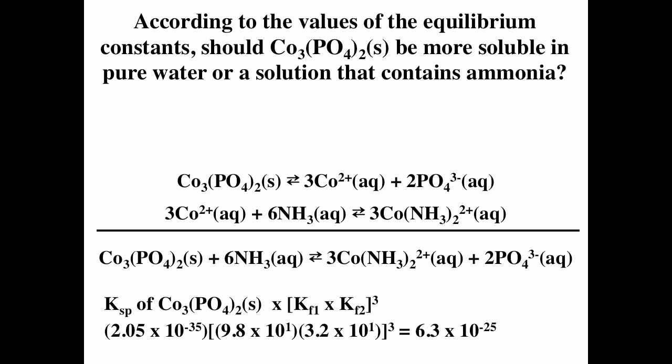We could also ask ourselves, based on the equilibrium constants, should cobalt phosphate be more soluble in pure water or a solution that contains ammonia? In pure water, the equilibrium constant is 2.05 times 10 to the minus 35th. In a solution with ammonia, you're looking at 6.3 times 10 to the minus 25th. And so that's 10 orders of magnitude larger. And so it should be more soluble in a solution that contains ammonia.